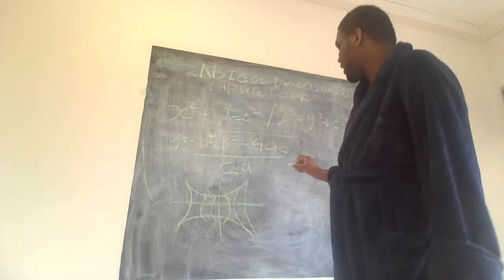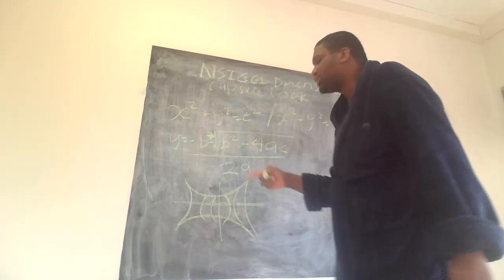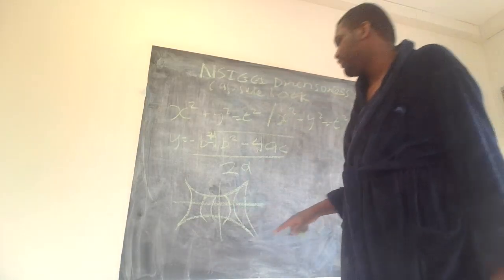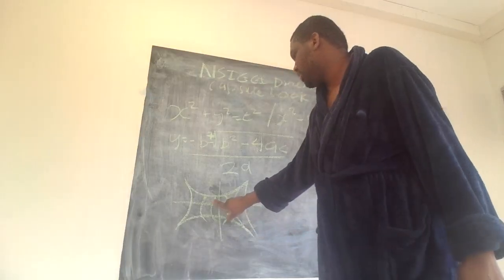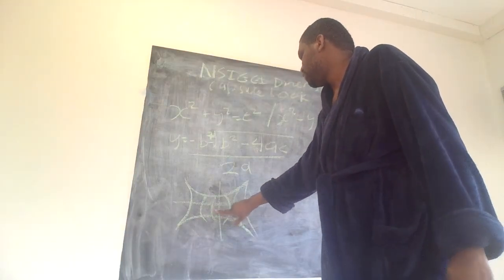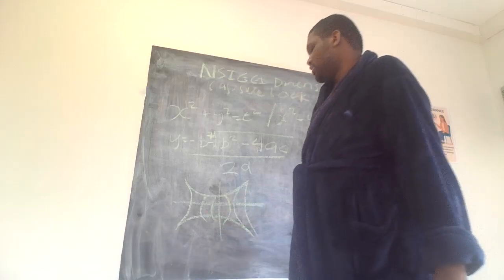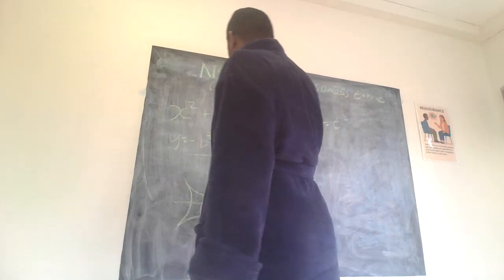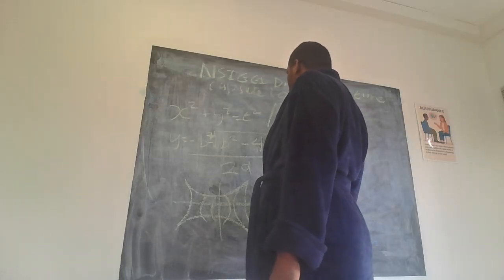So t squared, 1, 2, 3, 4, 5, 6. You have six quadrants. So I want to make this five. Let me just roll this one. So you have 1, 2, 3, 4, 5. Now you have 5. So t squared divided by 5 and time divided by 5. You have to divide all this by 5.